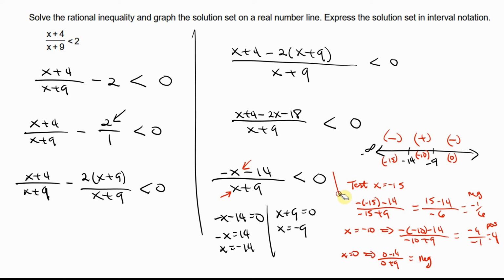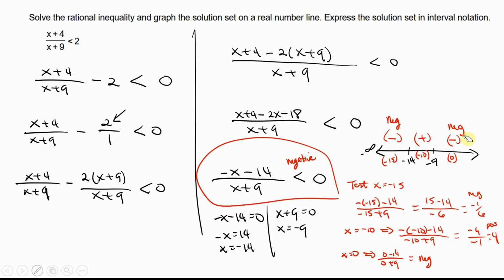Since this is the final result, it's a quotient that is less than 0. Less than means negative. Where is this negative? It's negative here, and it's negative there. So those two intervals are the solution, and thus the graph that follows.